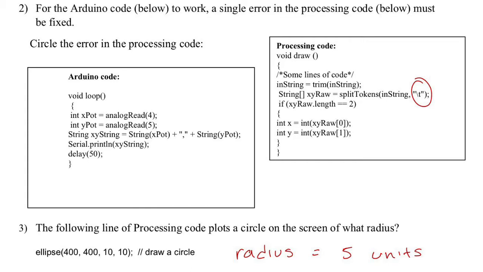For question 2, the error in the processing code is that the split tokens function is looking for a tab or white space to split the incoming data from the serial. But in the Arduino code, the data is separated by only a comma. This means the processing code will not separate the data correctly from the serial monitor. In order to fix this, that tab character in the processing code should be switched to a comma, or the comma in the Arduino code should be switched to a tab character.